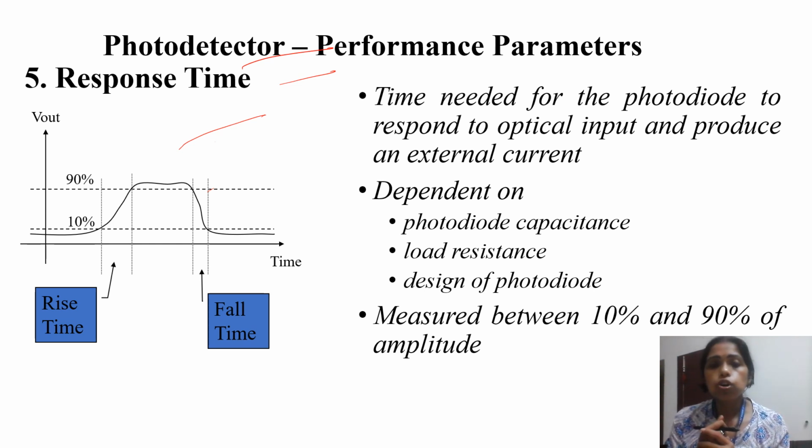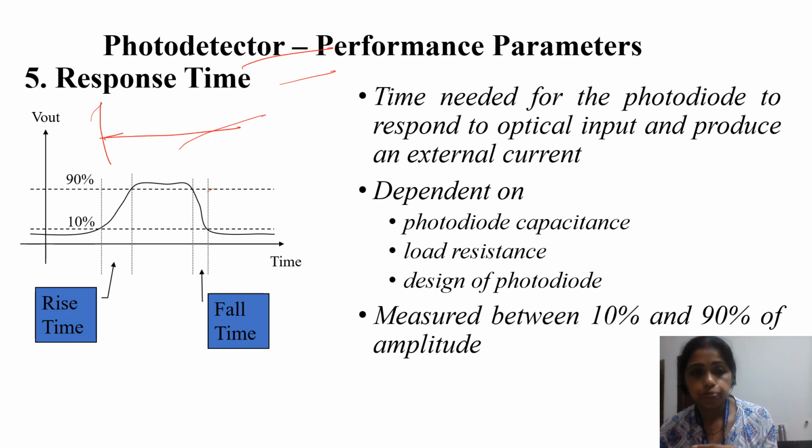So normally, a photo detector means this is a photodiode, which is used to convert the light signal to the electrical signal. That light signal is one kind of pulse signal. Suppose here you can see the light signal, there is a pulse.